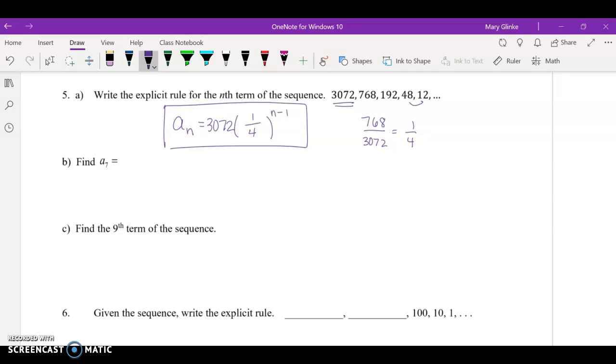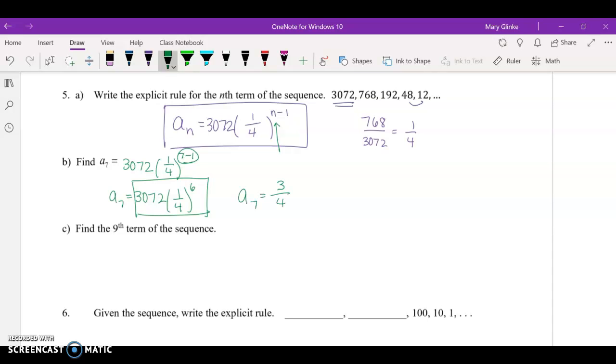To find a sub 7, we're going to go ahead and use the equation, so 3072 times 1/4. We're going to plug 7 in for n. We're doing 7 minus 1. Now in your calculator, honestly, the way I would do this to avoid any mishaps would be to just figure out what 7 minus 1 is, and that's 6. And so you're going to type all of this in your calculator and hit enter. So 3072 times 1/4 to the 6th power. And then when you do that, a sub 7 should be 3/4 or 0.75.